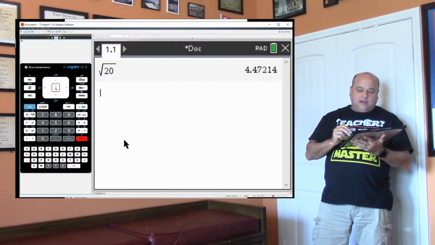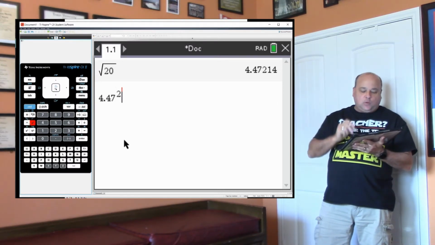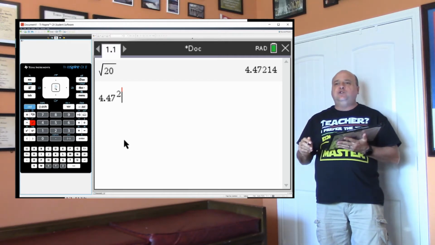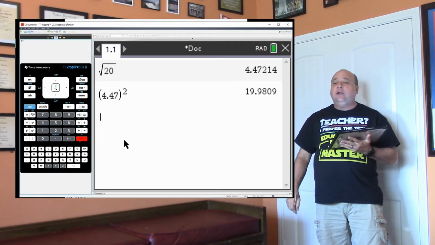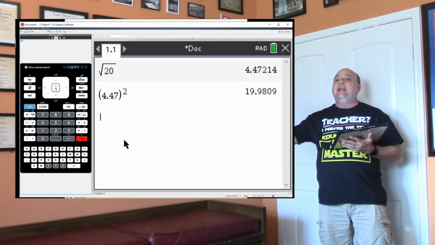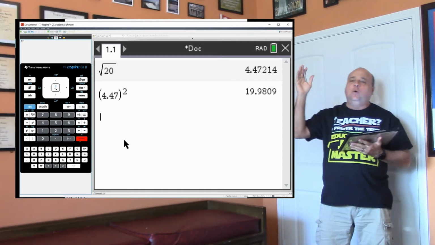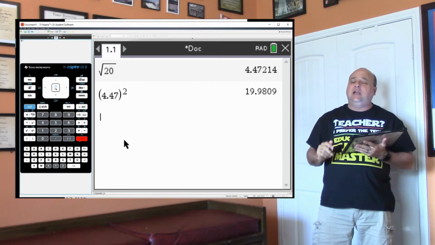Okay, so let's go back to the calculator. 4.47, and then hit the x squared button to the left of the 4. Do y'all see where the red is? That automatically gives you an exponent of 2. This should be 20, right? If you hit enter, it is not, is it? It's an estimate, and it's not equal to 20, is it? That's why you will not write down square roots as decimals anymore.